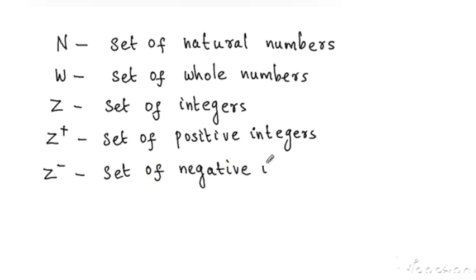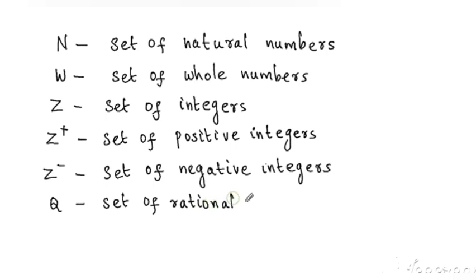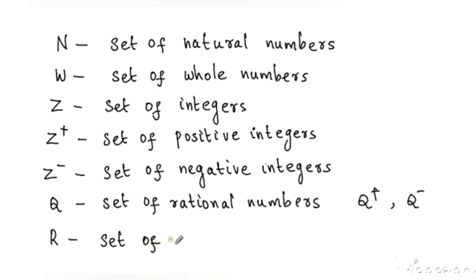0 is neither a positive integer nor a negative integer. Positive integers include 1, 2, 3, etc., and negative integers include negative 1, negative 2, etc. The set of rational numbers is represented by the symbol Q. There are positive rational numbers and negative rational numbers: Q plus for positive rational numbers and Q minus for negative rational numbers. Then the last collection, R, is used to represent the set of real numbers. So these are some representations of sets: natural numbers, whole numbers, integers, rational numbers, and real numbers.